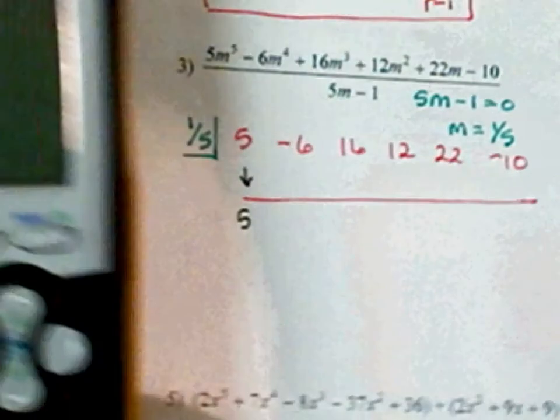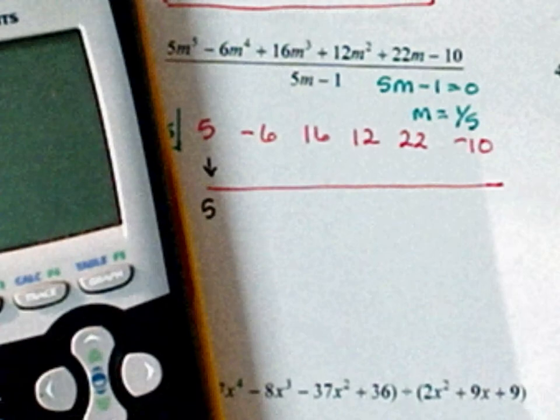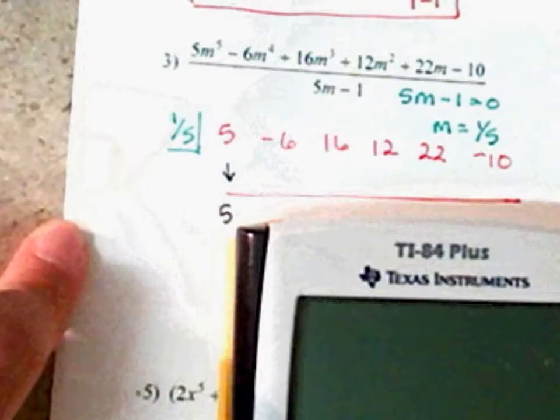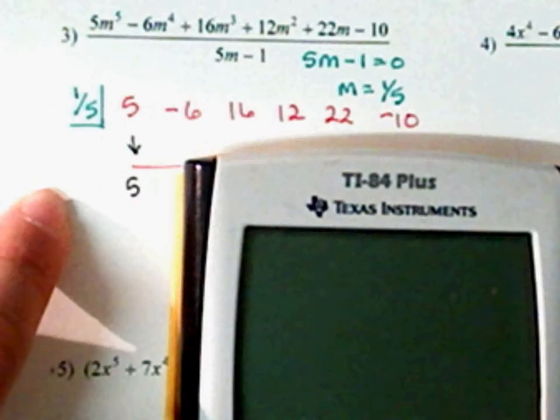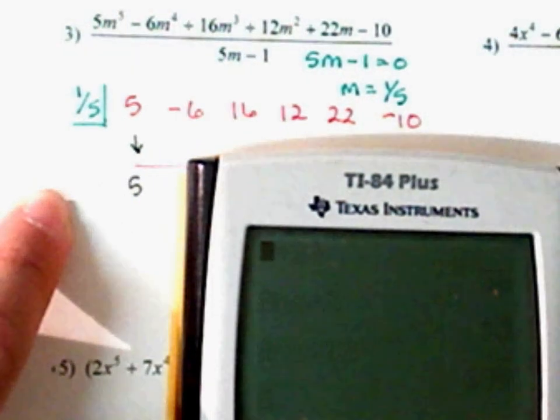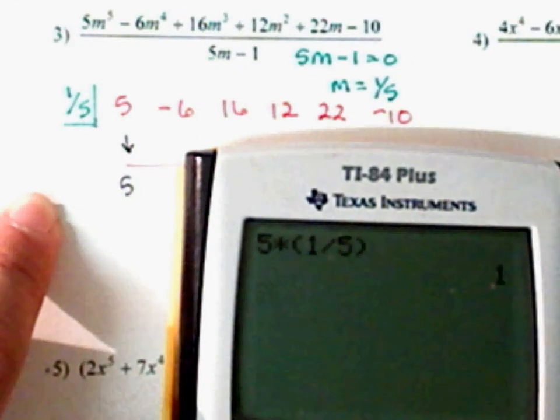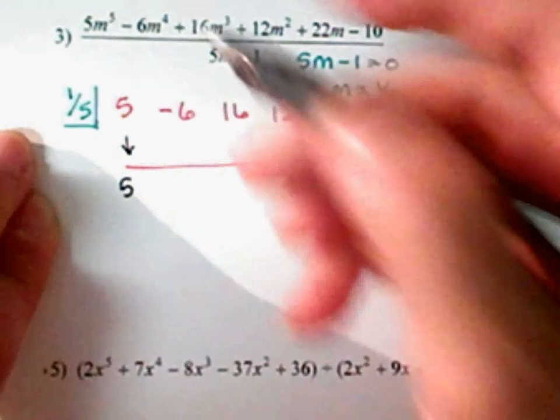And in case you don't know how to do it, just let me remind you. See this part right here? All you have to do is type. Okay, let me clear everything. 5 times 1 divided by 5. If you put a parentheses around your fraction, it'll make it real easy for you, just like that. Okay? So that leaves you 1.